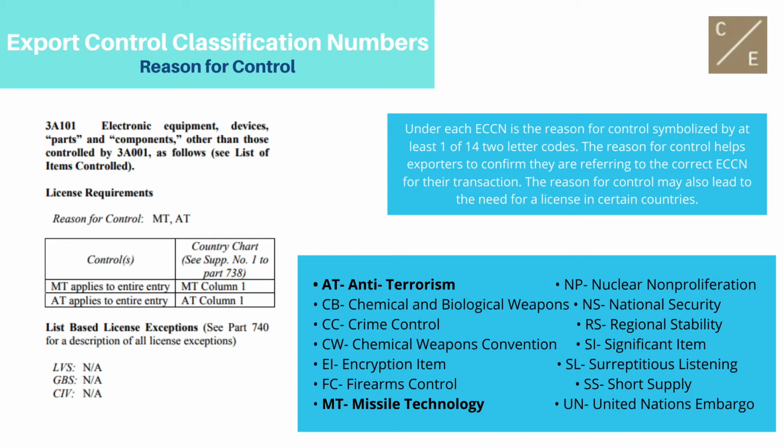The other codes that stand for reasons for control are CB, chemical and biological weapons, CC, crime control, CW, chemical weapons conventions, EI, encryption item, FC, firearms control, NP, nuclear nonproliferation, NS, national security, RS, regional stability, SI, significant item, SL, surreptitious listening, SS, short supply, and lastly, UN, United Nations embargo.